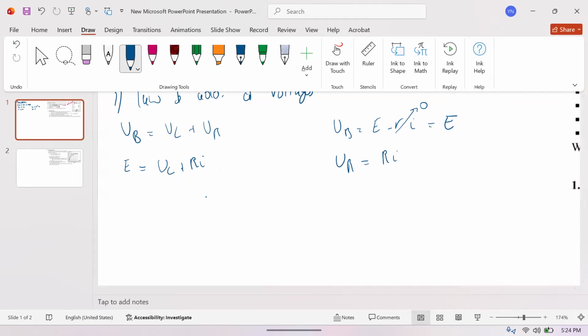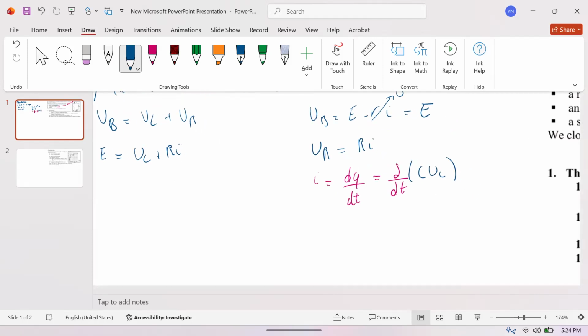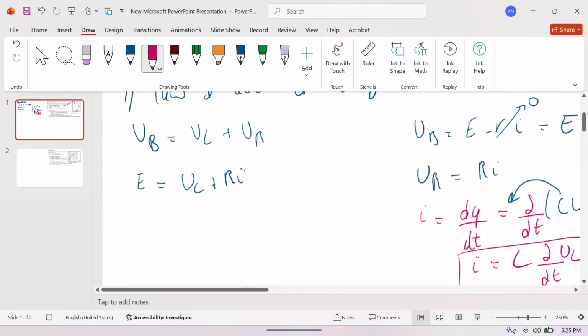Now, my only problem here in the second step is that I have two variables, which are UC and I, so I should be replaced by something concerning UC. Why? Because they want the differential equation for UC. So the only formula that I know for I is dq over dt. And simply, Q has its own formula, so I will replace Q by its formula, which is C UC. And since C is a constant, we keep it outside of the derivative, so we will have C outside, then the derivative of just UC.